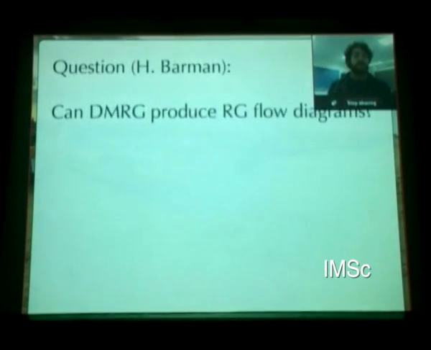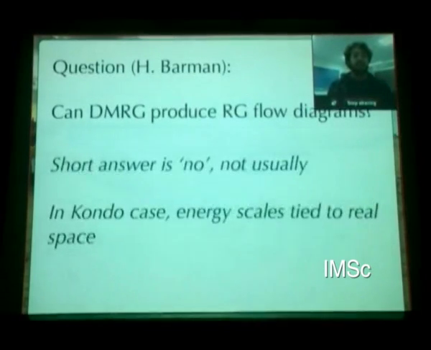So then a related question was, just as in the NRG with the Kondo problem, can you use DMRG to produce RG flow diagrams? So can you study the flow of a Hamiltonian under DMRG, or kind of ask questions about flowing toward critical points or fixed points of RG, that kind of thing. So this is a really interesting question, and my short answer is no, but I only mean no in the sense that it's not usually done.